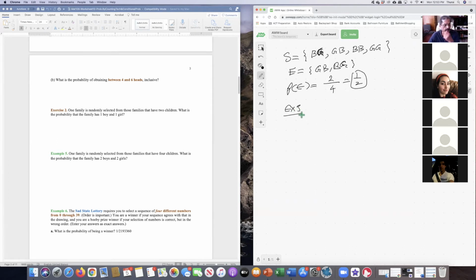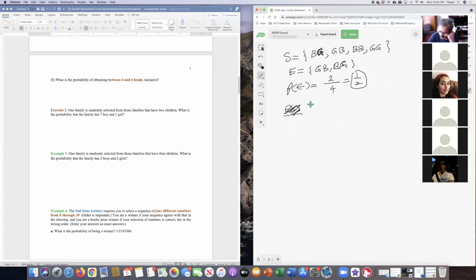Example 5 says one family is randomly selected from those families who have 4 children, and what is the probability that the family has 2 boys and 2 girls? So I wanted to do that exercise so that you get the idea first, and now when you go into 4 children, it becomes a little more complicated. Now you may have to use counting technique. So let's go back to this previous problem before the example.